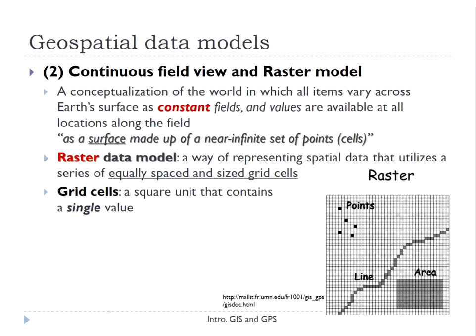If you are to examine a geographic phenomenon that occurs across space, the Earth's surface, the spatial pattern is taken with the continuous field view, meaning data values are available at all locations. Here, the study area or the area of interest is regarded as a surface made up of a near infinite set of data collection points. If these potential data collection points are stored as cells or pixels, this GIS data model is called the raster data model. The raster data model uses a series of equally spaced and sized grid cells that each contain a single value.